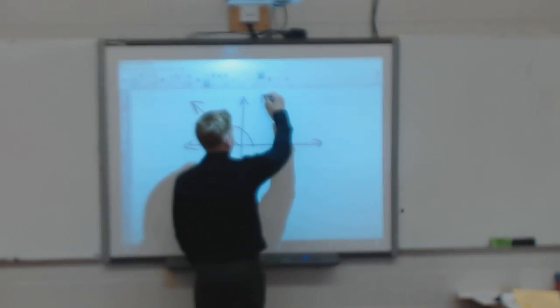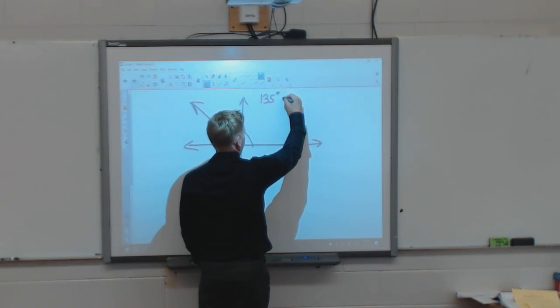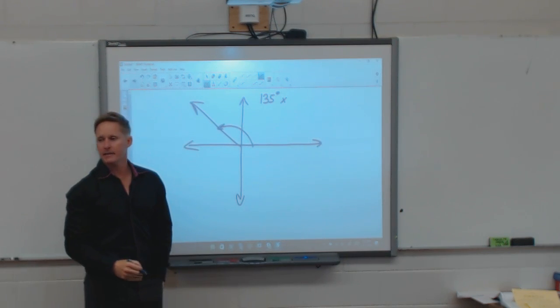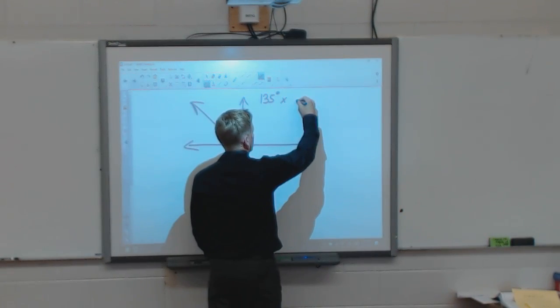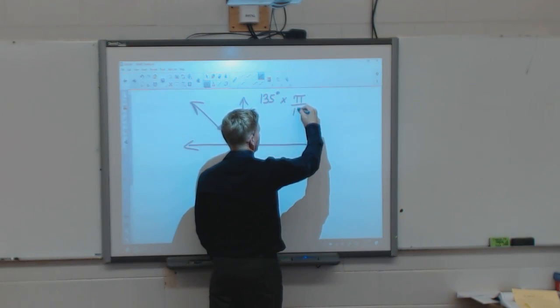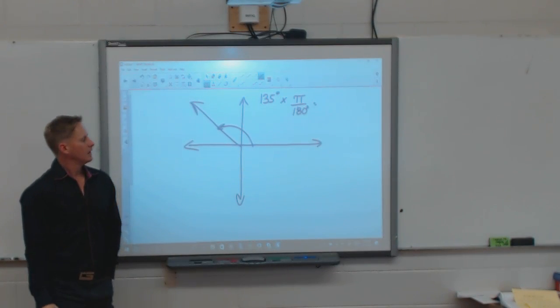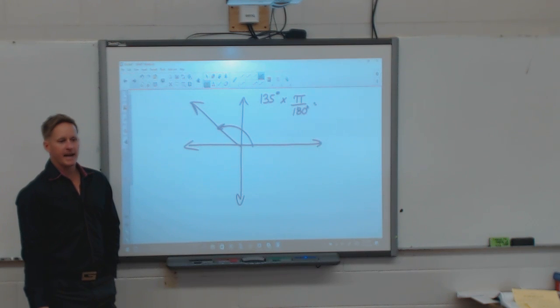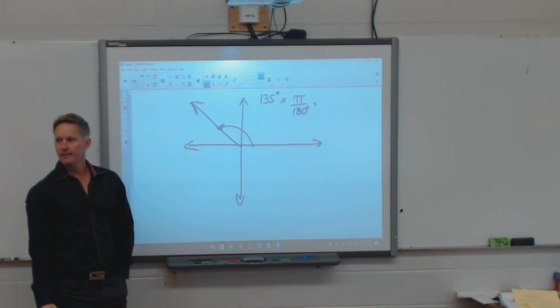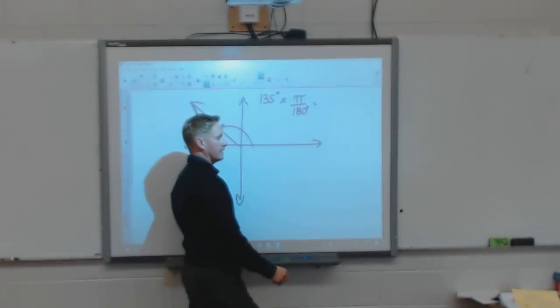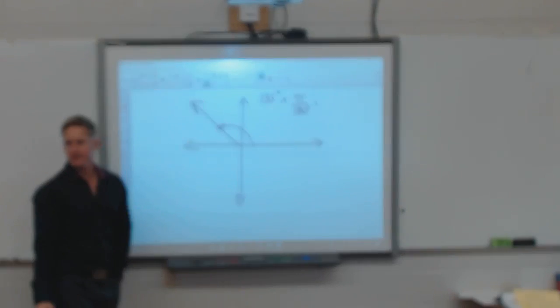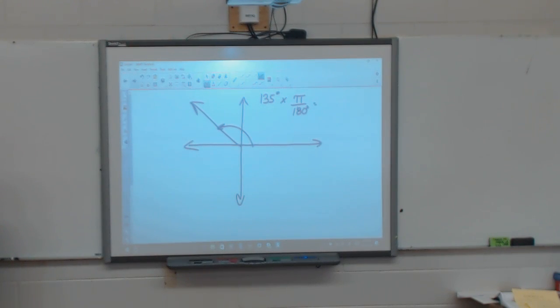So now I want to write that 135 degrees. I want to change it to radians. So I go pi over 180 degrees equals 135 over 180. Is that an exact value? No. What do you got? 135 pi.